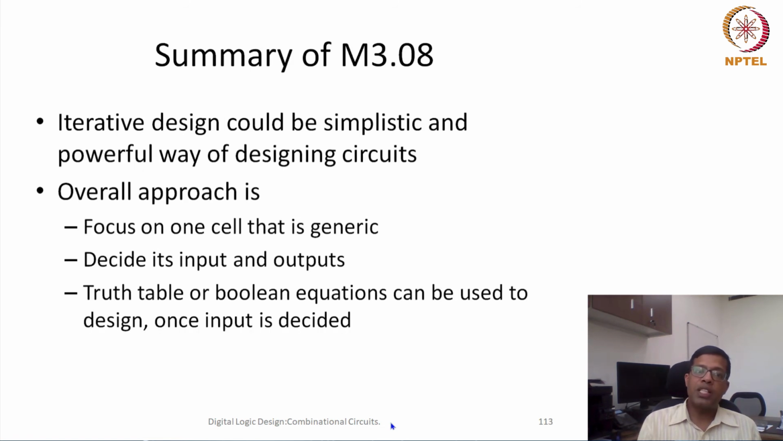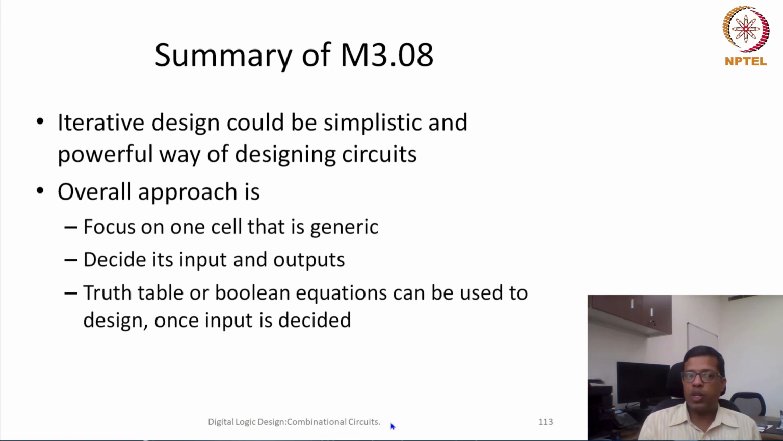Okay, so we can summarize this lecture: this is a very simplistic but powerful way of designing circuits. But given a problem, you first have to identify whether that problem can be solved using iterative design or not. That decision can be made quickly by focusing on the overall problem. If the problem looks like it could be solved in a similar fashion for all the bits, then we can use iterative design.